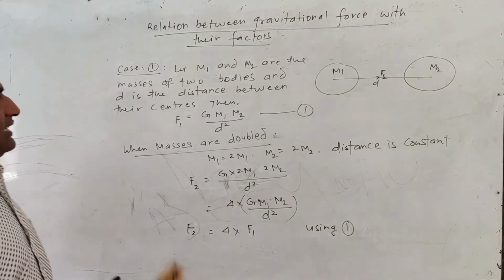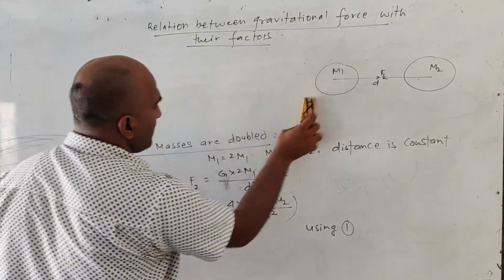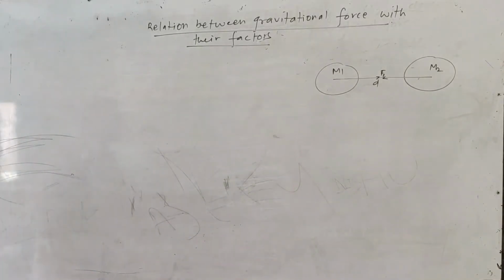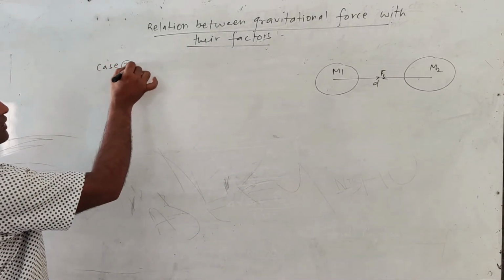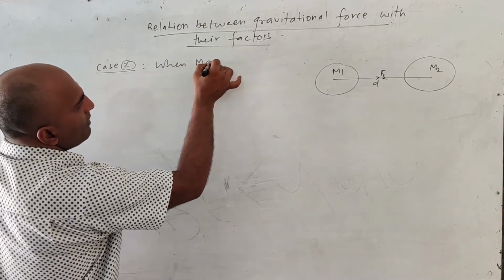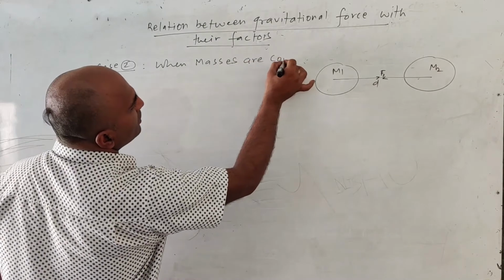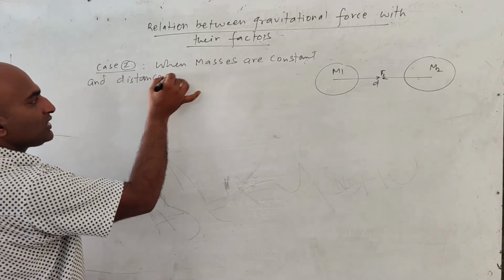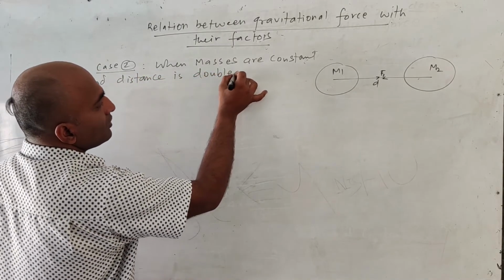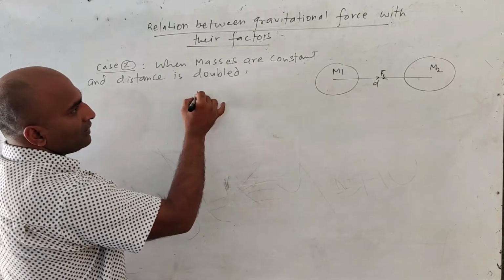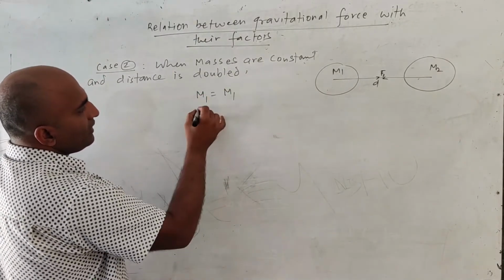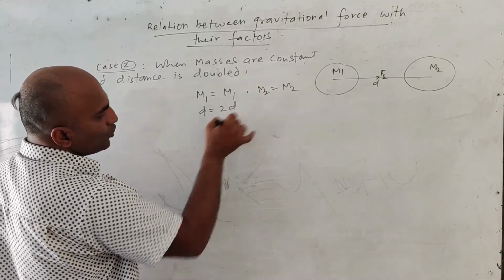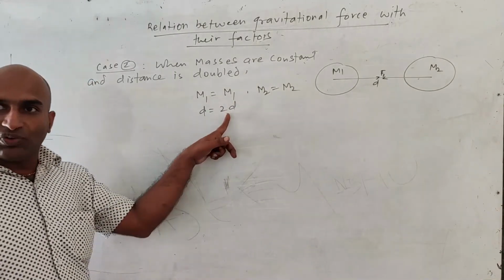Now, if distance is changed, suppose distance is doubled. Case 2, when masses are constant and distance is doubled, then in this condition M1 will be equal to M1, M2 equal to M2, no change, and D becomes equal to 2D, double, meaning increased by 2 times.